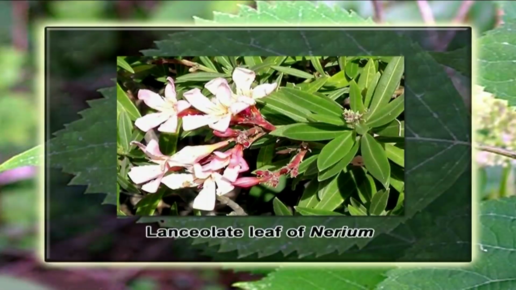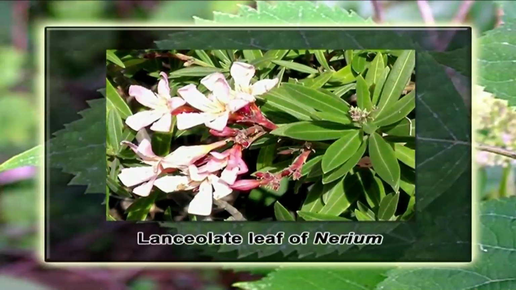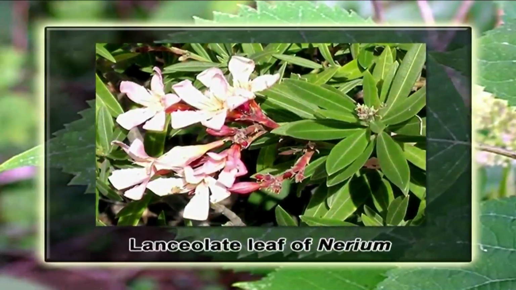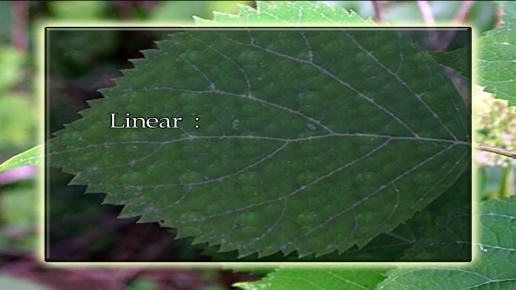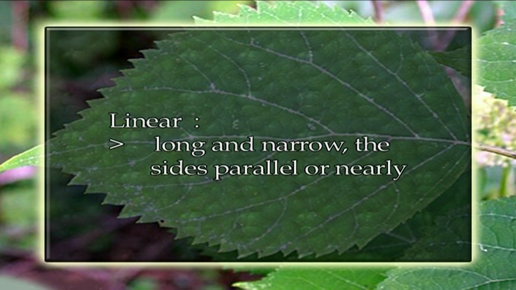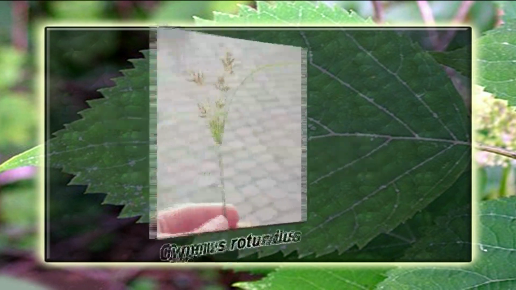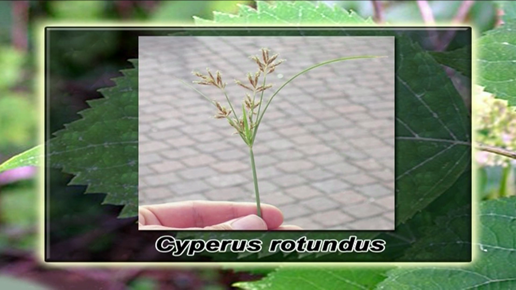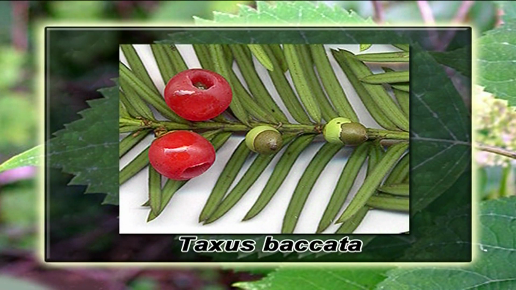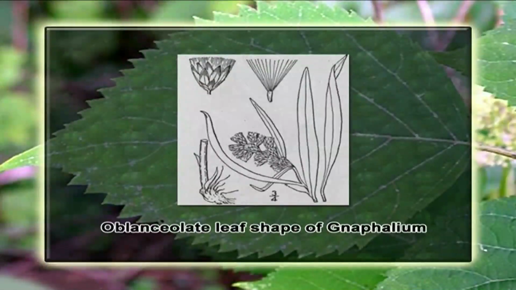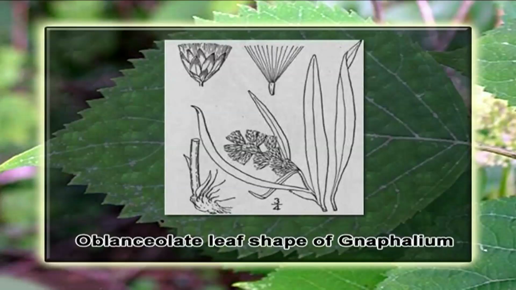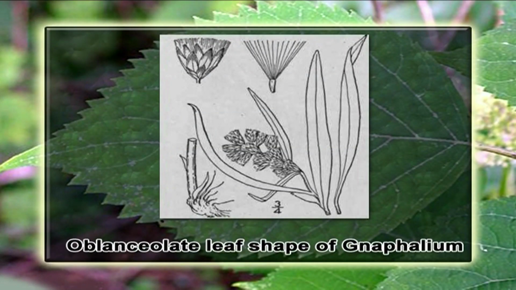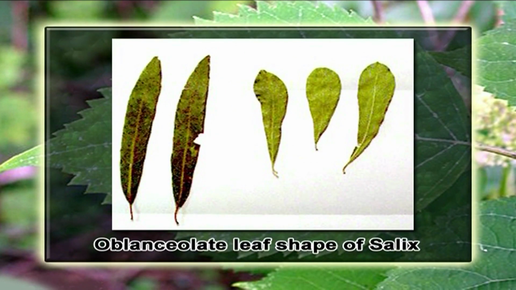Then lanceolate, that's lance-shaped, much longer than broad, widening above the base and tapering to the apex, for example, Nerium. Then linear, long and narrow, the sides parallel or nearly so, as in blades of most grasses, for example, Cyperus rotundus or Taxus baccata, etc. Then oblanceolate, opposite of lanceolate, a leaf broader at the distal third than at the middle and tapering towards the base, for example, Nephelium, Salix lasiolepis.